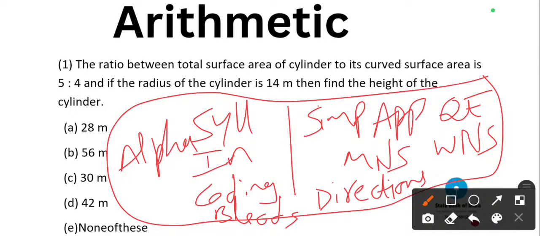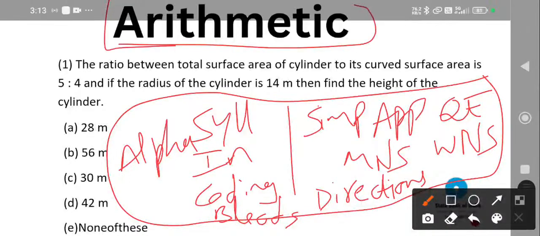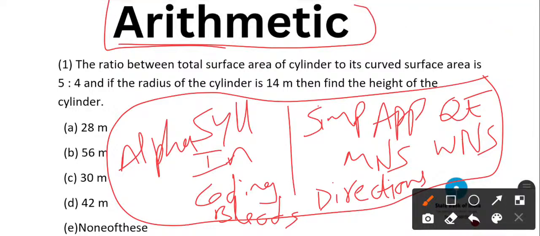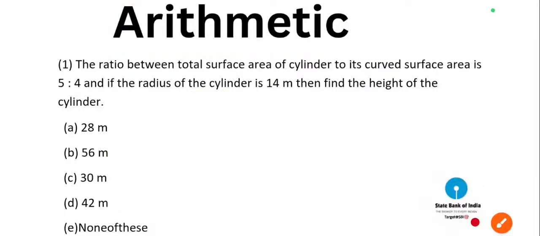Now we have questions of arithmetic. Now we are going to practice some arithmetic questions. Without wasting any time, let's get started with our questions.